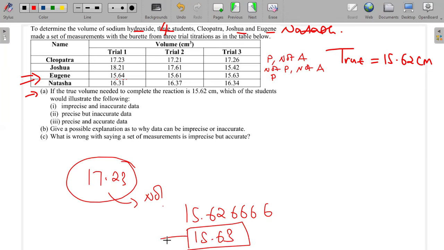So you ask yourself now, is this thing closer to the true value? We see that yes, it's closer. So we're going to say for Eugene, it's precise and it's also what? Accurate.